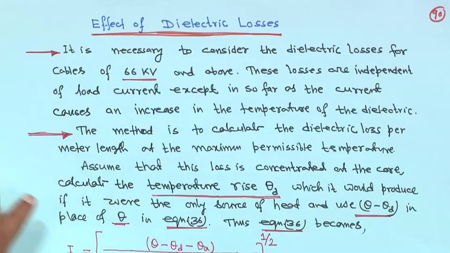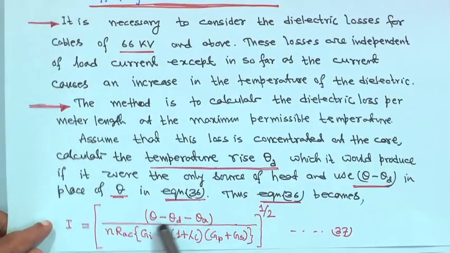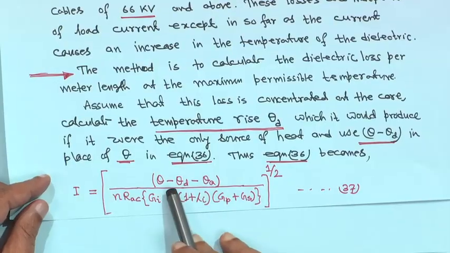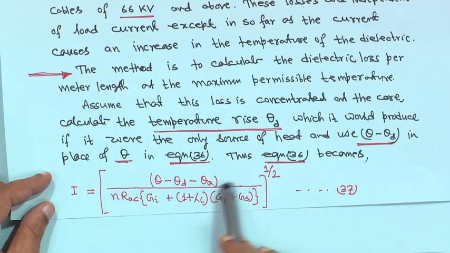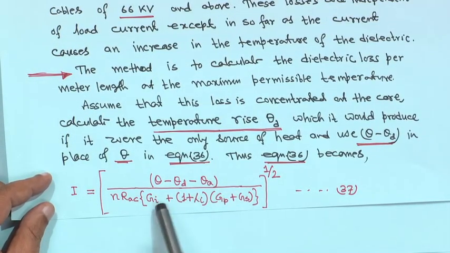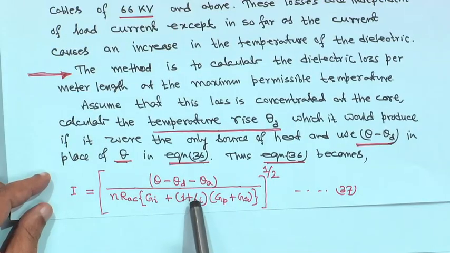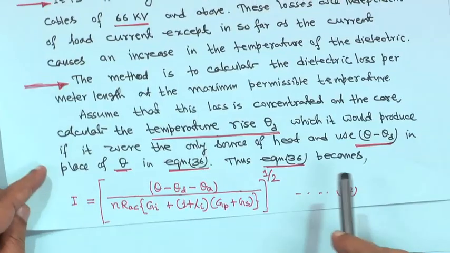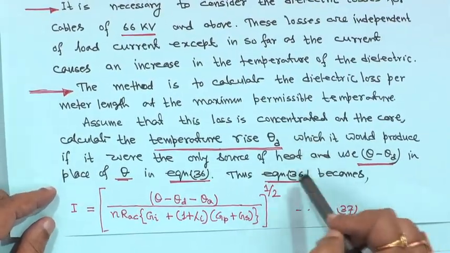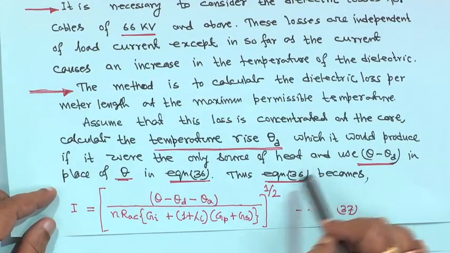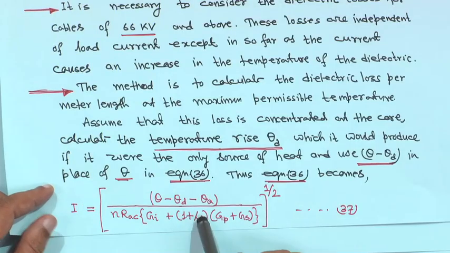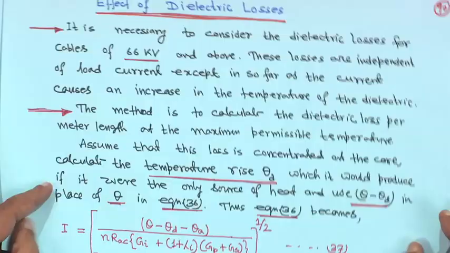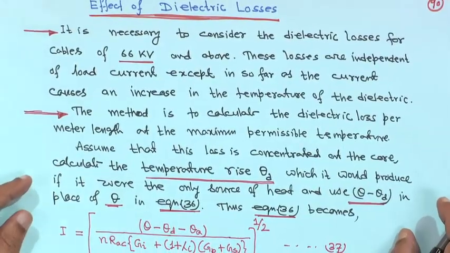So, that means equation 36 now becomes: everything remains the same, only theta you replace by theta minus theta d minus theta a, and numerator and denominator are the same as in equation 36, to the power half, that is square root. So, this is equation 37. The effect of it is equivalent rise of temperature due to dielectric loss, and that we are considering. All these things you have to consider for calculation of the current rating of the cable.